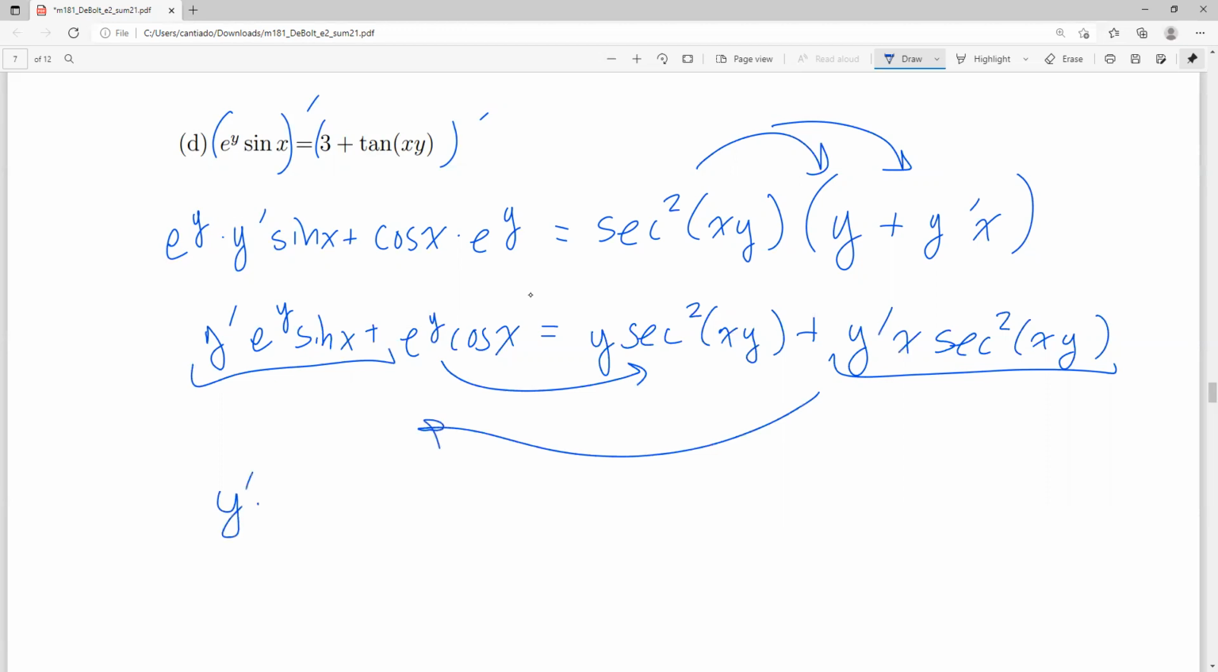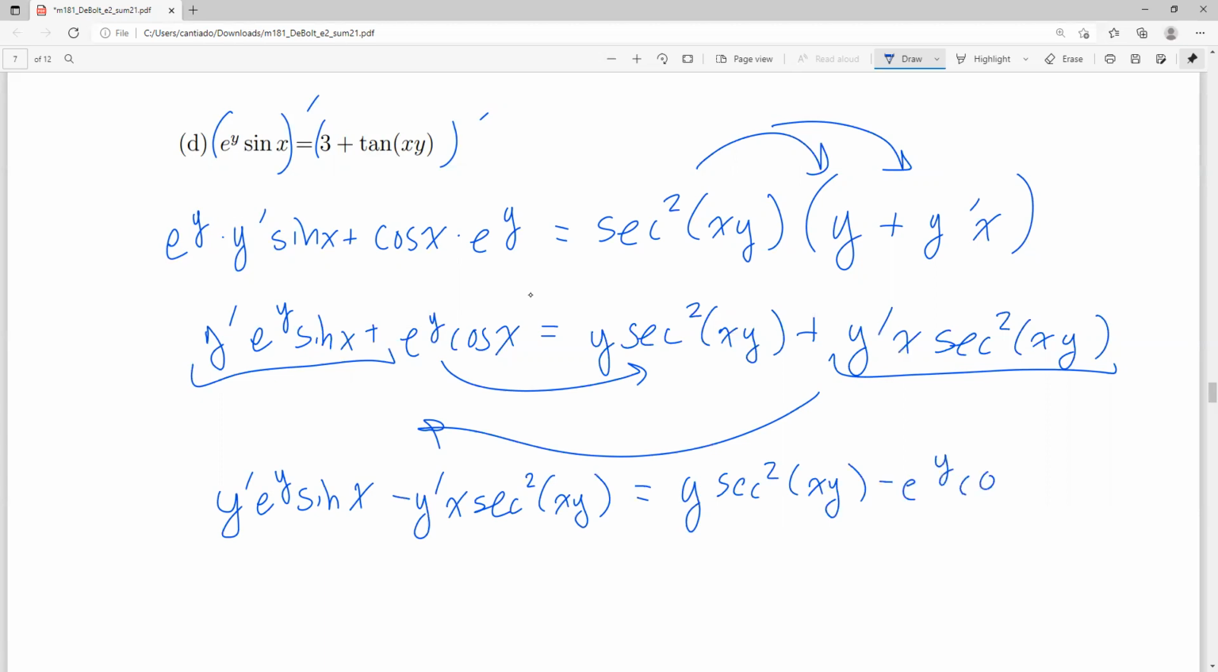So we have y prime e to the y sine of x. We're going to bring this over, so this will be minus y prime x secant squared of xy. Now we're going to put the rest here. So this is y secant squared of xy. We're going to bring this term to the right, so that's minus e to the y cosine x.